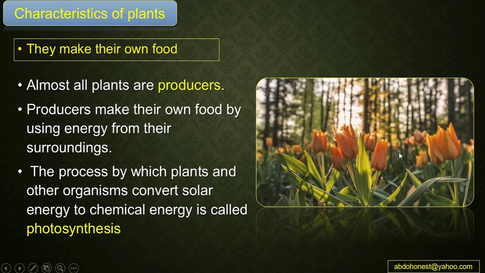So they can take their own food by using the energy from the surroundings, from the sun, from the chemicals around them, if we are talking about plants in the deep ocean and so on. So they can make their own food if they use the energy from the sun. They can do photosynthesis, which is making their own food, converting the energy from the sun into chemical energy stored in the plant.